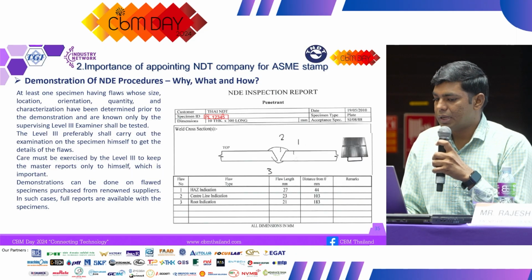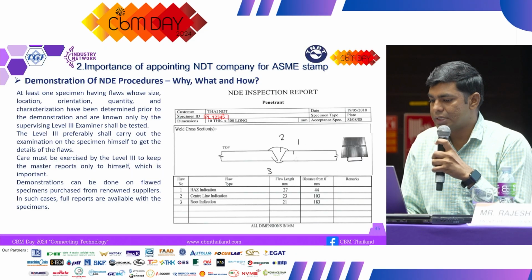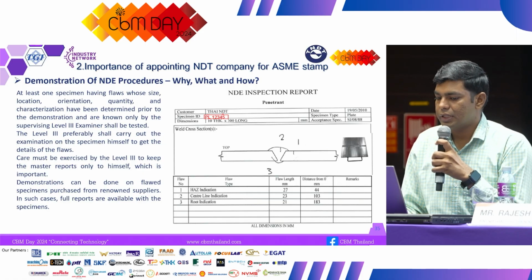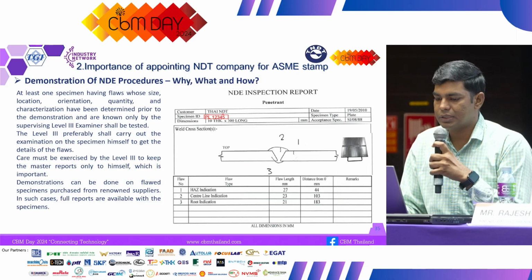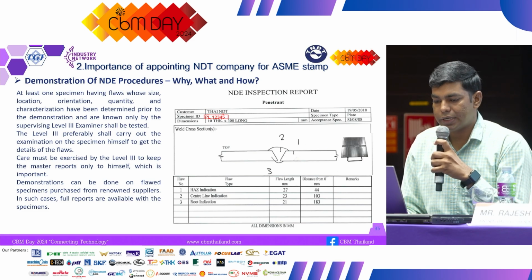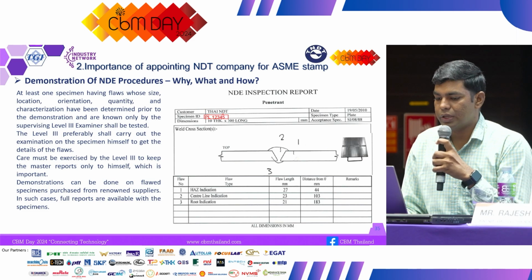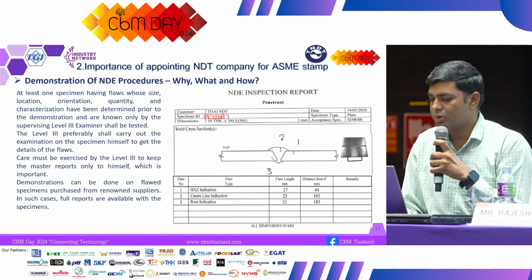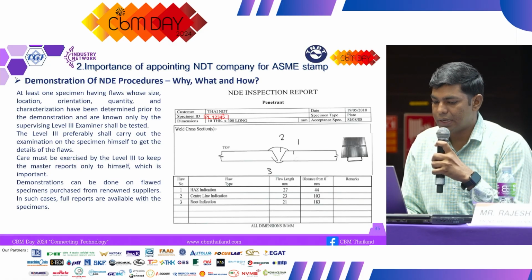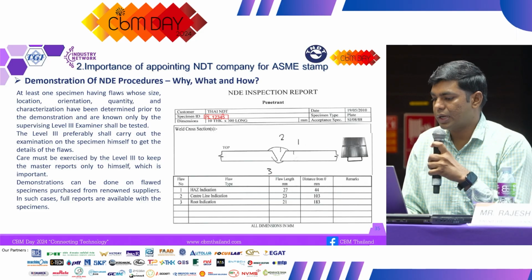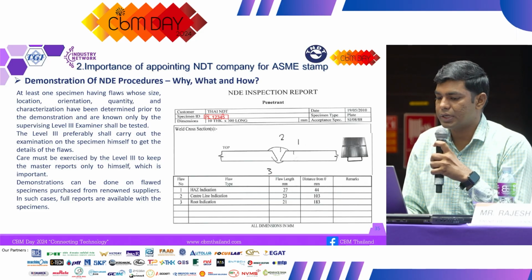At least one specimen shall have a flaw whose size, location, orientation and characterization are known; that basic detail they should have for the demonstration at least. For example, a specimen with cracking or a root crack. At least one specimen is used for demonstration, then they proceed as per the methods. Level 3 preferably carries out the examination on the specimen himself to get the detail of the flaw. Care must be exercised so he properly maintains the equipment and records everything. Demonstration can be done with flaw specimens purchased from a reputable supplier. In such a case, the specimen can be reused and the same demonstration can be produced again.